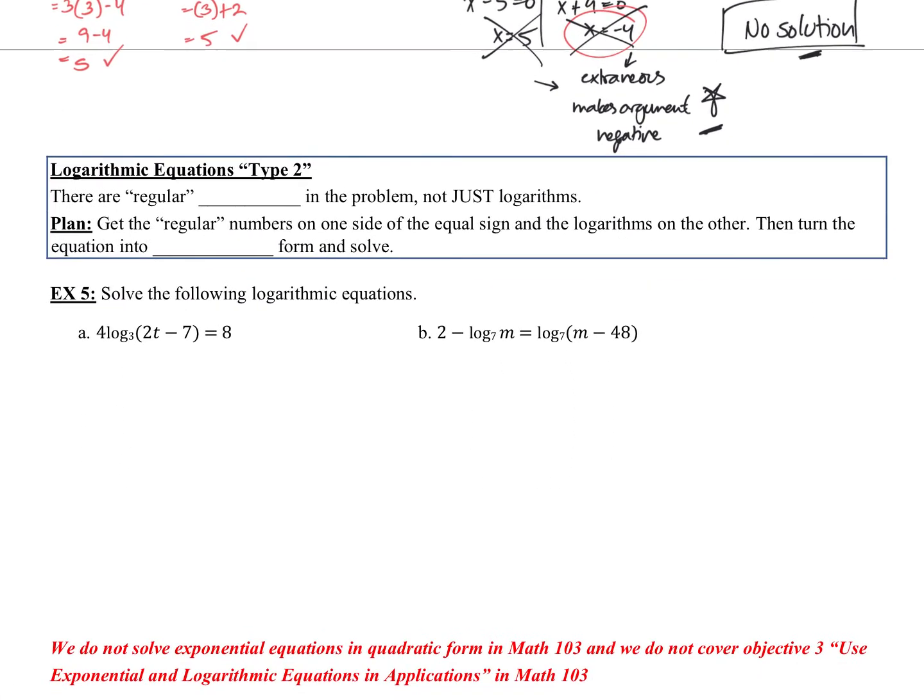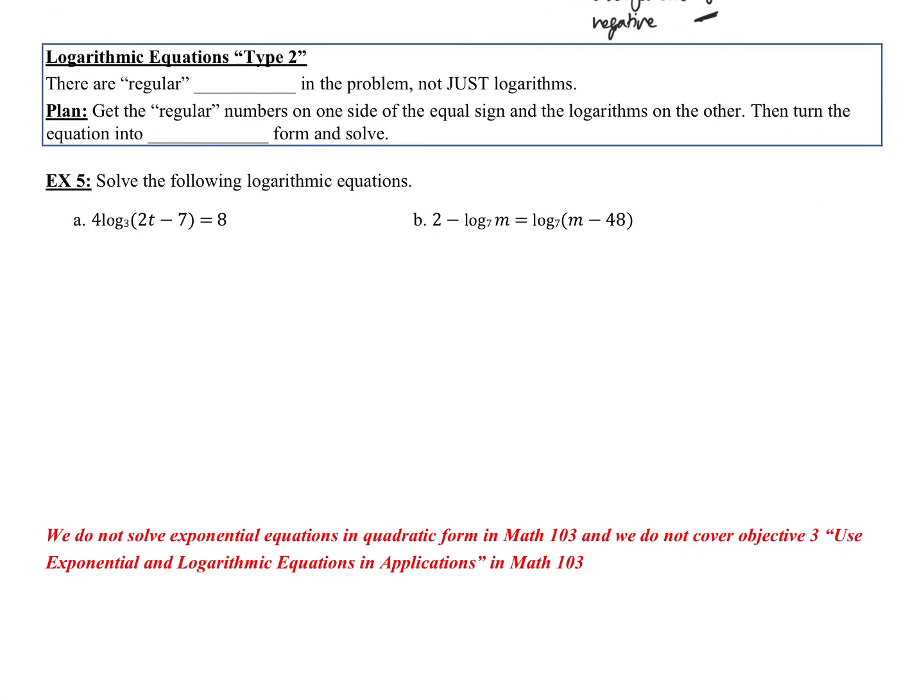Okay, so that was logarithmic type 1. Now let's take a look at logarithmic type 2. How do we identify them? Well, there are regular numbers in the problem, not just logarithms. So what's the plan? The plan is to get the regular numbers on one side of the equal sign and the logarithms on the other. Then turn the equation into exponential form and solve.